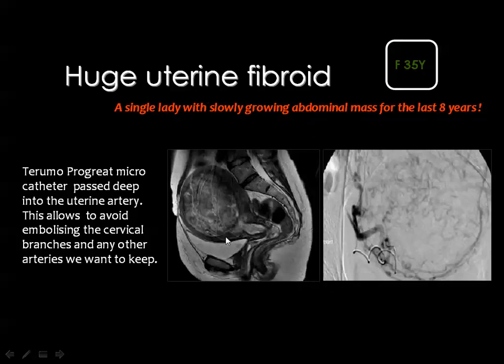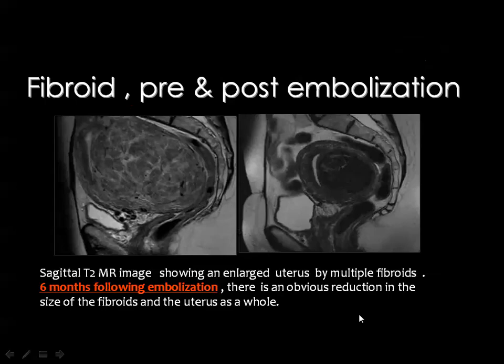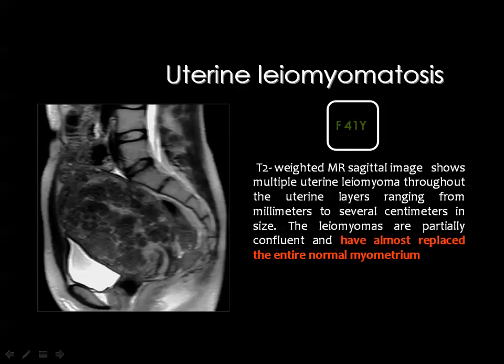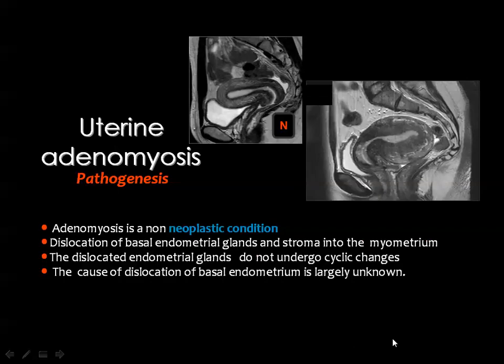And this is a big fibroid mass, and this is the vascularity, and here is a fibroid mass 6 months after embolization, and you can appreciate the shrinkage in size. And this is before embolization, and this is after embolization. You can see marked decrease in the blood supply of the mass. And this is what I said, that if the uterus is totally involved by fibroids, you can say that this is uterine leiomyomatosis.